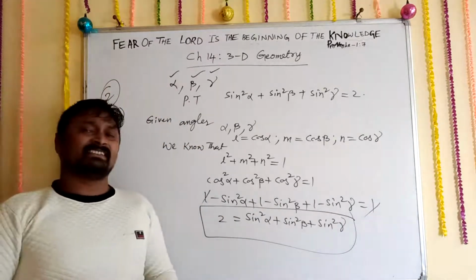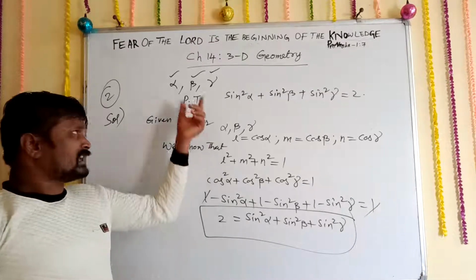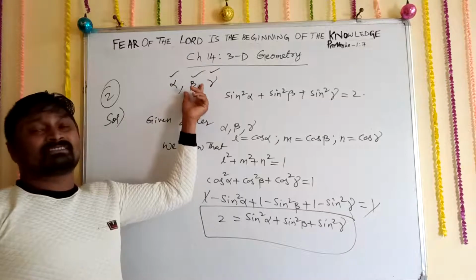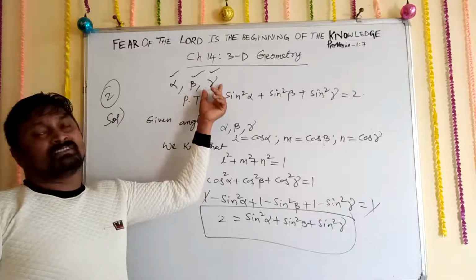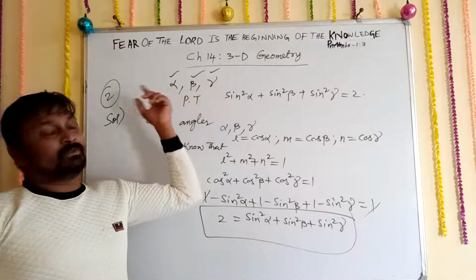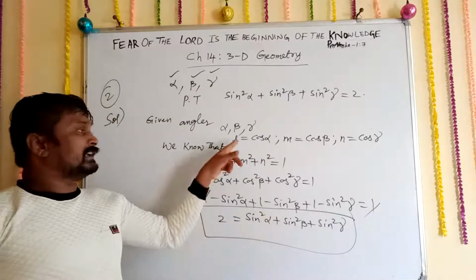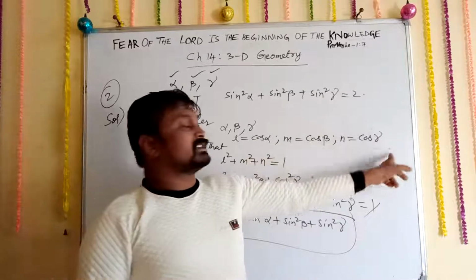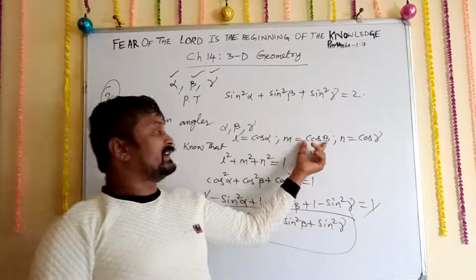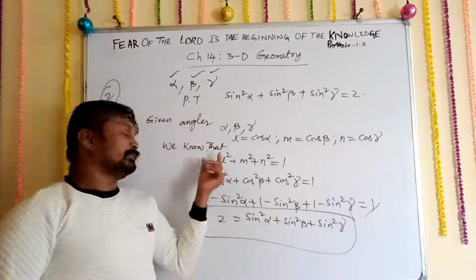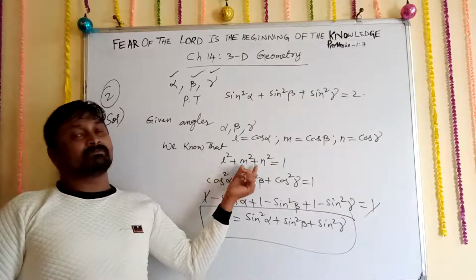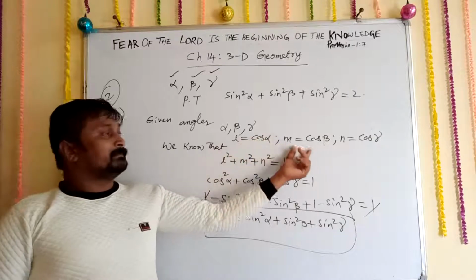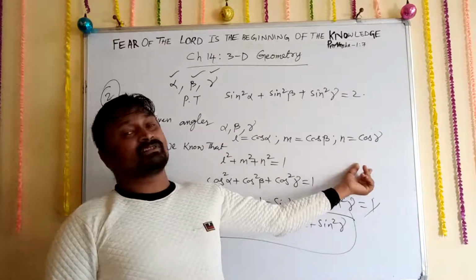So listen to this carefully, what they given? They given angle of x-axis is alpha, angle of y-axis is beta, angle of z-axis is gamma. So if you want to write in the direction form, L is equal to cos alpha, M is equal to cos beta, N is equal to cos gamma, because this is x-axis, this y-axis, this z-axis. But what do you know the relation? L square plus M square plus N square is equal to 1. L means cos square alpha, M means cos square beta, N means cos square gamma.